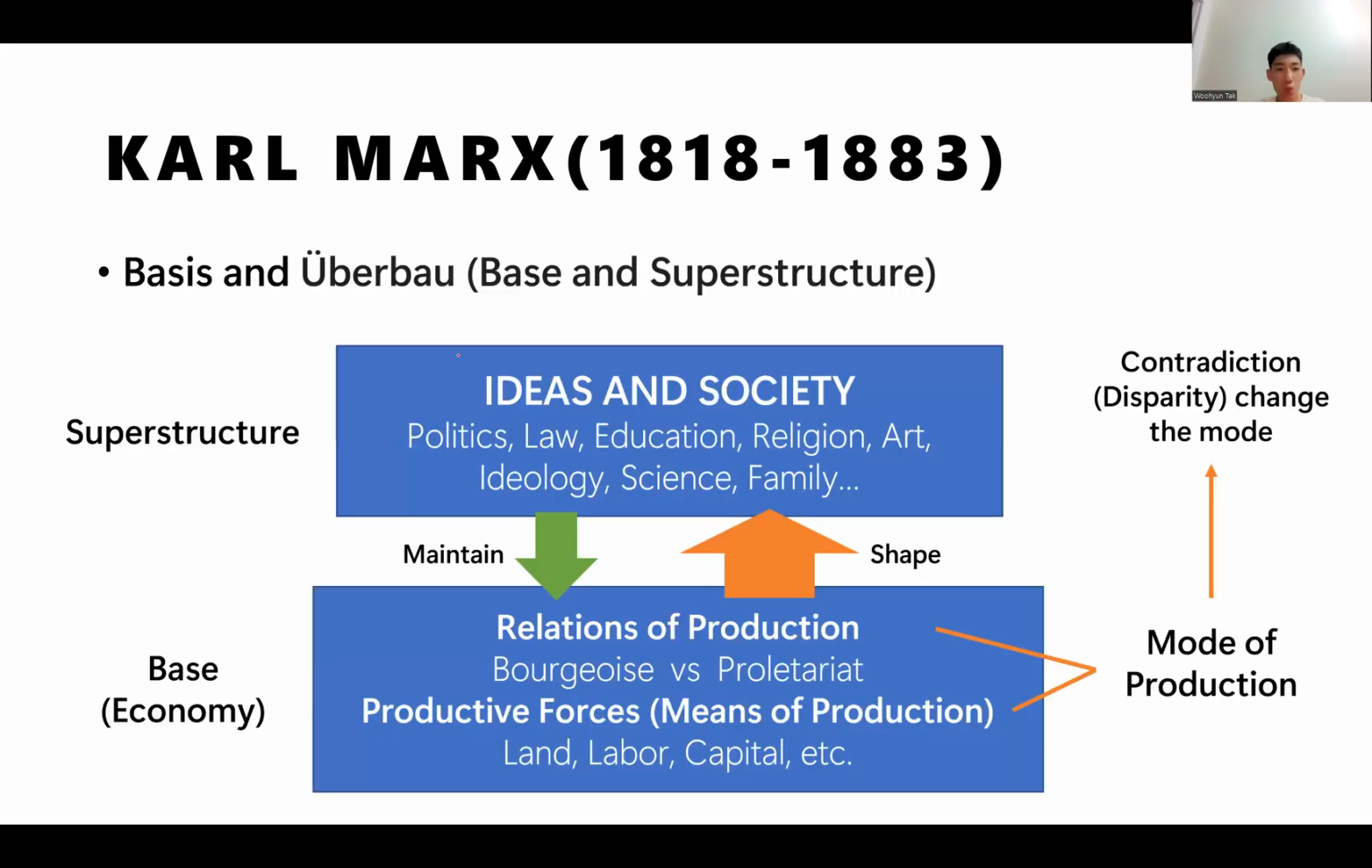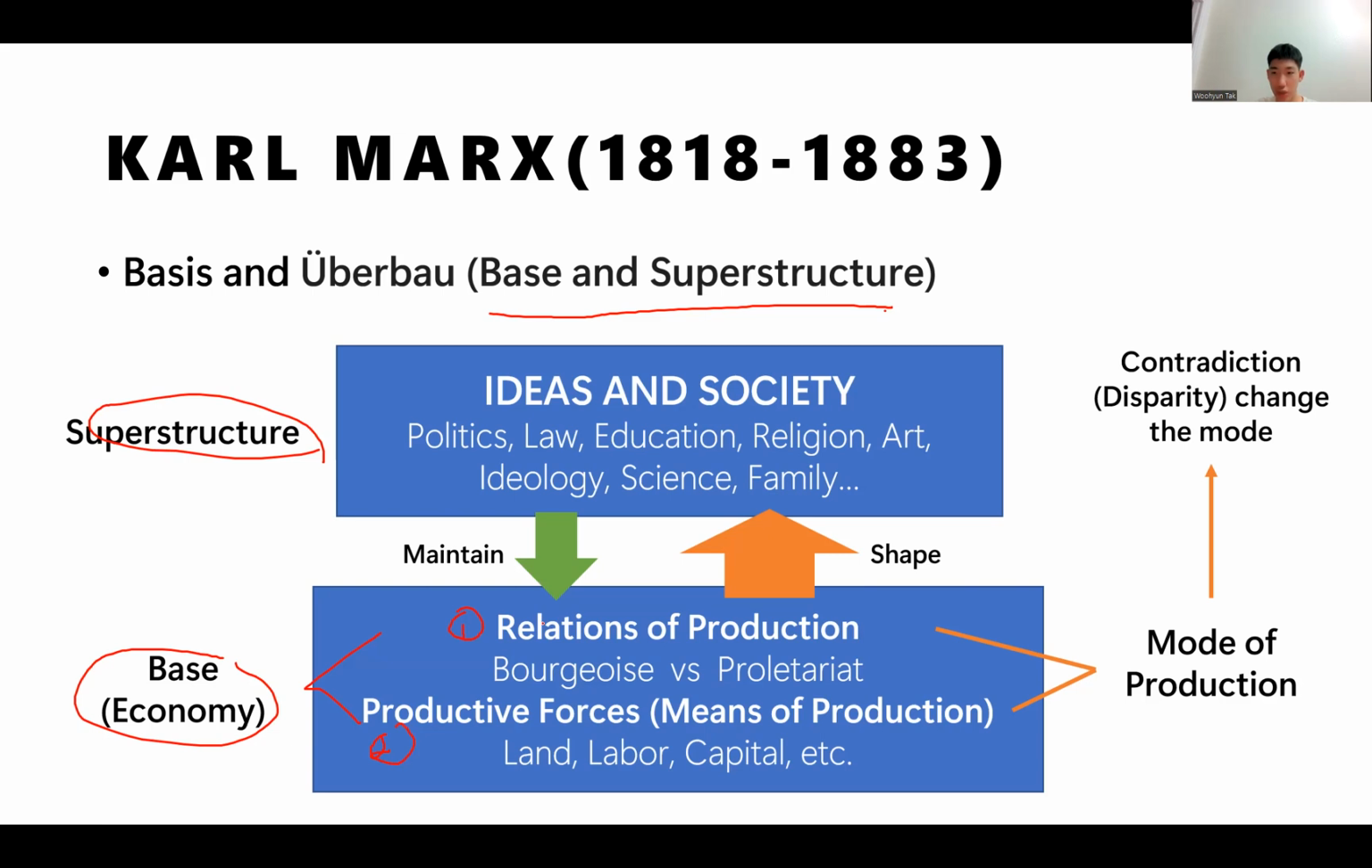So this is the base and superstructure that Marx proposed. Most of the things that we enjoy nowadays belong to the superstructure. This includes ideas and society, including politics, laws, education, religion, art, and other things except economy. And base is just economy. And to be more specific, there are relations of production at the first hand. And second, there are productive forces, which are also named as means of production.